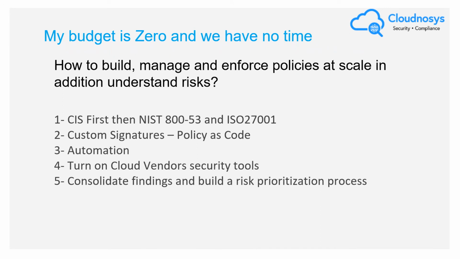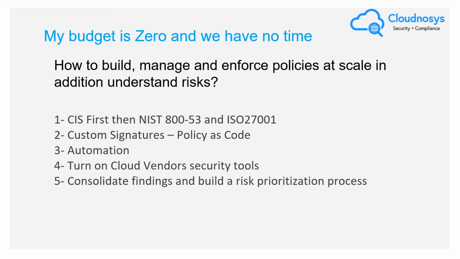So if you came to me and said, look, this is all great, but my budget is zero and I really have very little time, but governance is important to me. How do I start this? Where do I enforce the policy? And in addition, try to understand these risks. So I would say follow these 5 steps, which is number one, go and implement CIS controls as a starting point. Okay, go turn it on in your cloud environment. At least you know what the scores are.